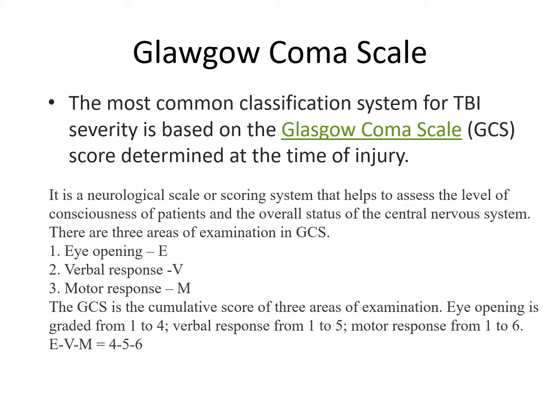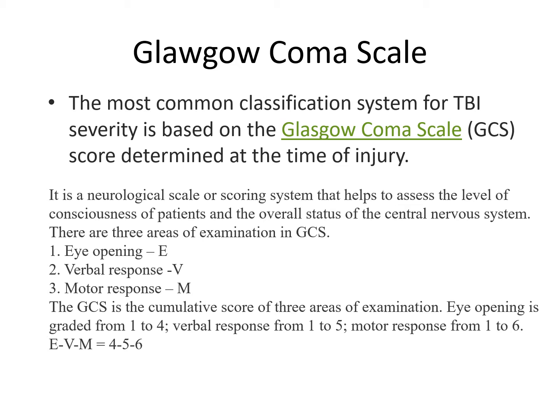The most common classification system for traumatic brain injury severity is based on the Glasgow Coma scale. This score is determined at the time of injury. It is a practical neurological scale or scoring system that helps to assess subtle changes in the level of consciousness of patients and the overall status of their central nervous system.